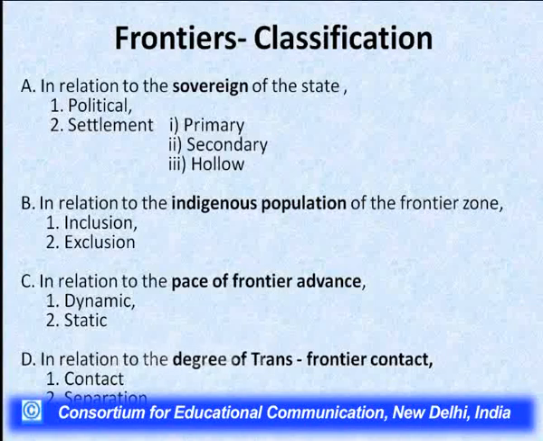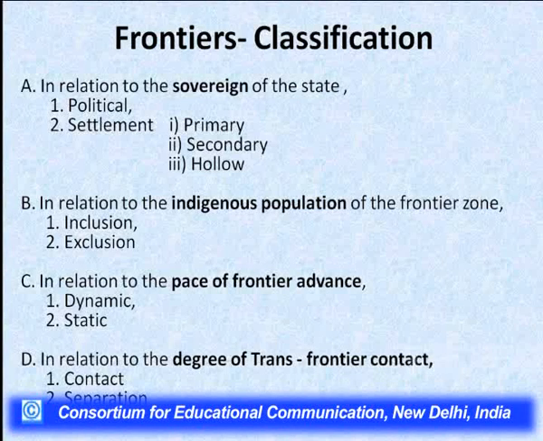Because of the development in the frontier zones in present time, various scholars and political geographers have classified the frontiers into different categories that we can analyze in detail. This classification covers all aspects of frontiers. The first type is in relation to the sovereignty of a state, which has two major groups: political frontiers and settlement frontiers. The settlement frontiers are further classified into primary, secondary, and hollow frontiers.